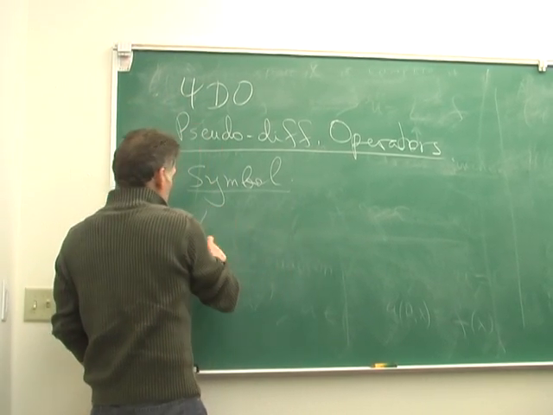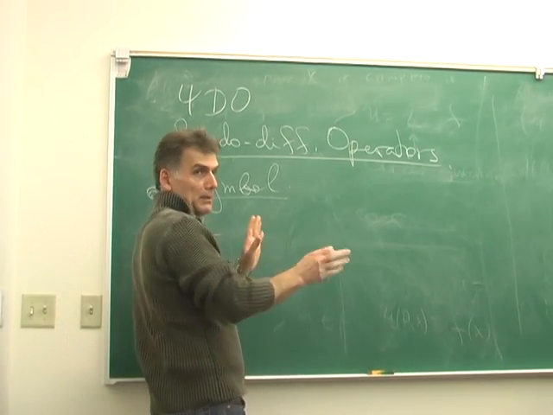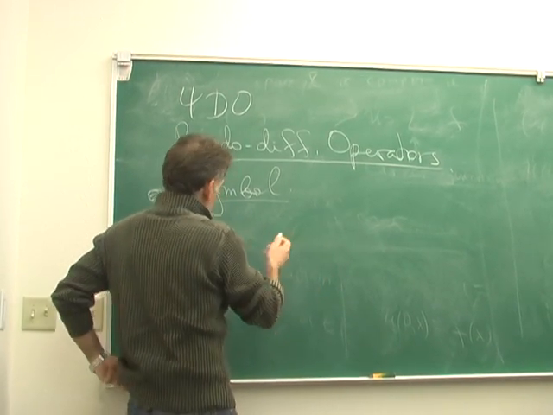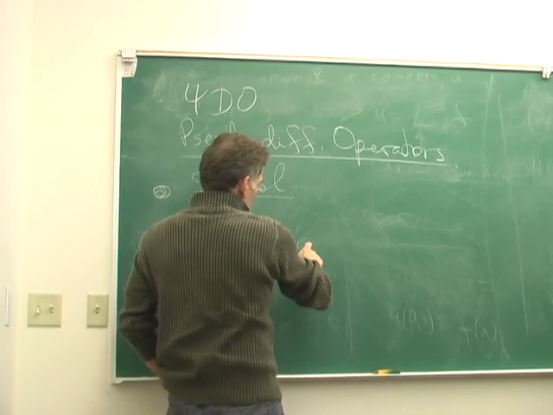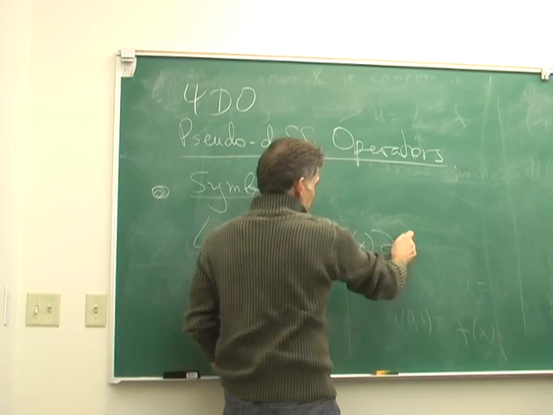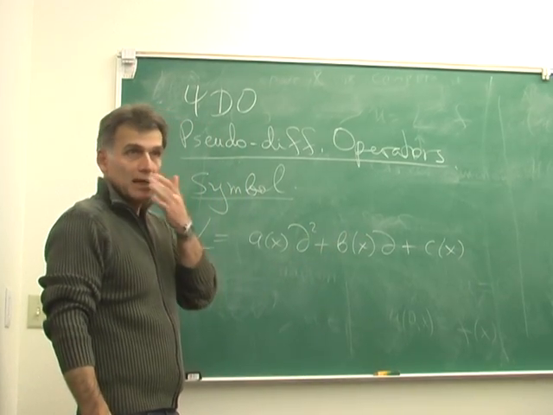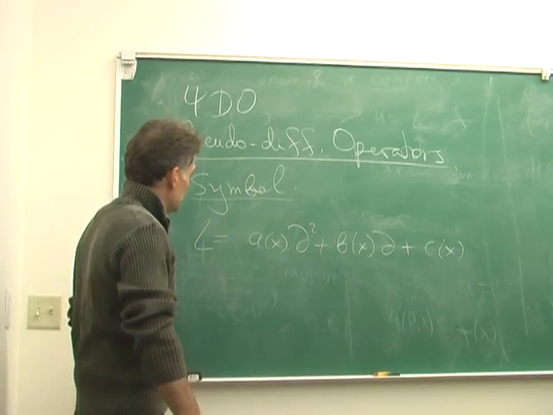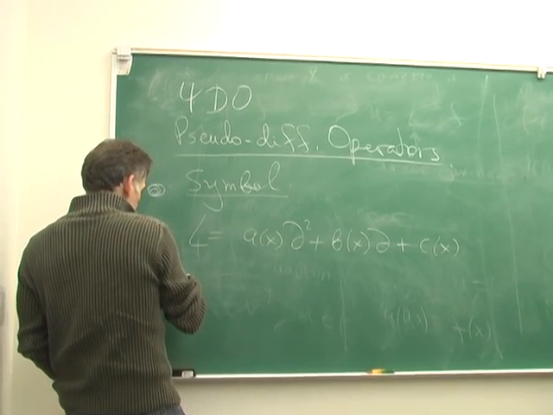Well, let's say you have an operator in one dimension, a differential operator that looks like this. Let's say a of x, say second order. Something like this, okay? So that's a second order operator. Then what is its symbol? Well, the symbol is the following.